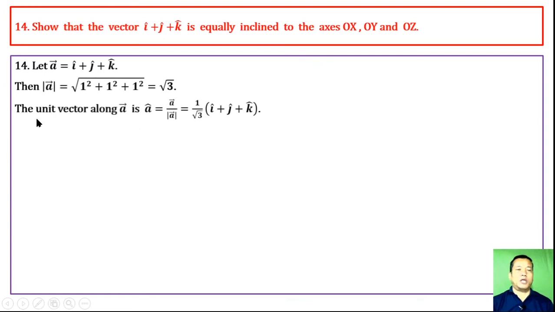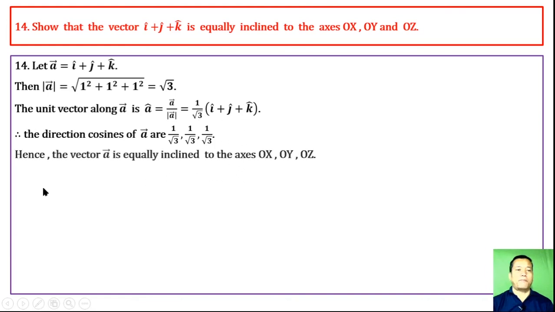Therefore, the unit vector along vector A is A cap, which is equal to A vector divided by its magnitude, which is again equal to this. Therefore, the direction cosines of vector A are i coefficient 1 by root 3, j coefficient 1 by root 3, k coefficient 1 by root 3. Hence, the vector A is equally inclined to the axes x, y, and z.